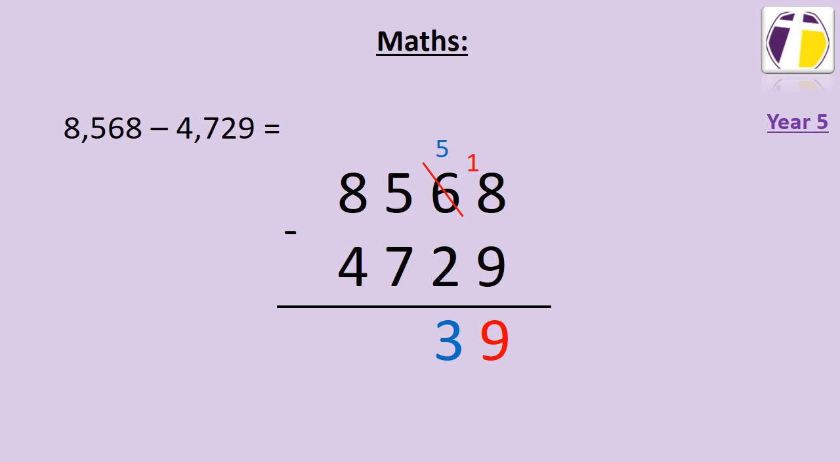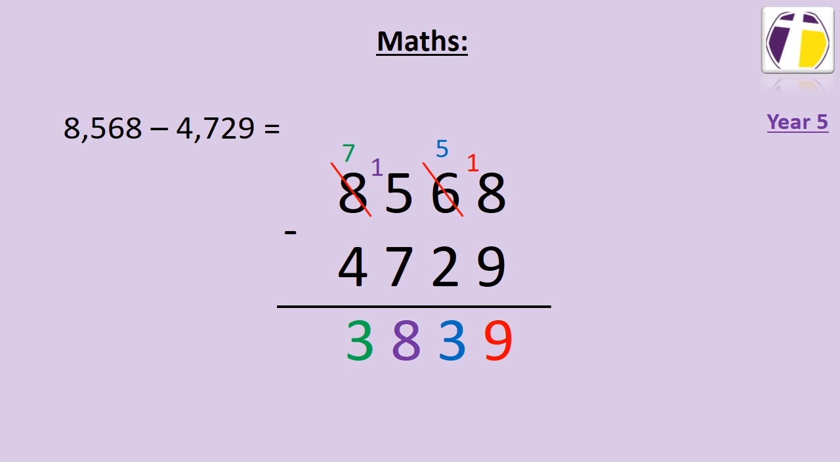In my tens column, I now have 5 tens take away 2 tens, which would give me 3 tens. In my hundreds column, I have 500 take away 700. I can't do this, so I need to go over to my thousands column. I cross out 8,000 and this now becomes 7,000, and I carry over my 1,000 to the hundreds column. I now have 15 hundreds take away 700s, which gives me 8 hundreds.